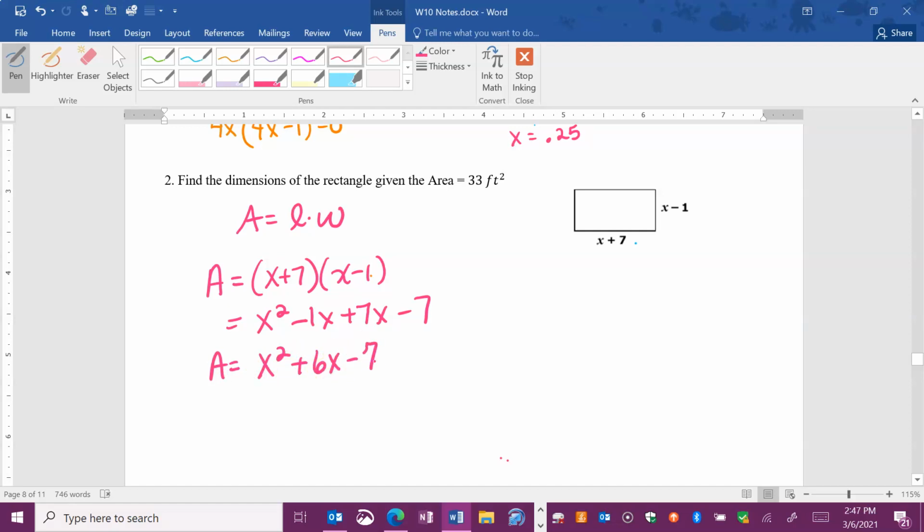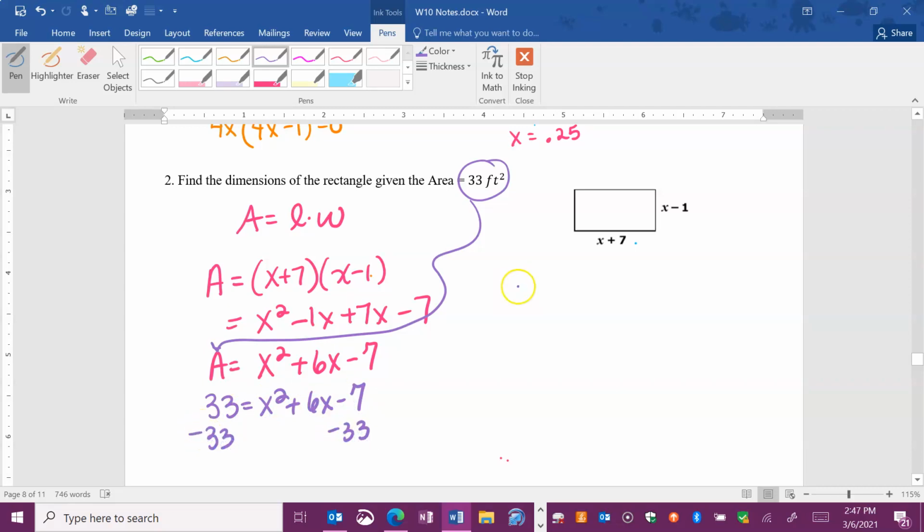Now, if we're given that that area is 33 feet, I'm going to go ahead and take this 33 feet and plug it in here. So when I plug in 33 here, we now need to set this equal to 0. So I'm going to subtract this 33 feet. And what I get is 0 equal to x squared plus 6x minus 40. So now I need to factor this.